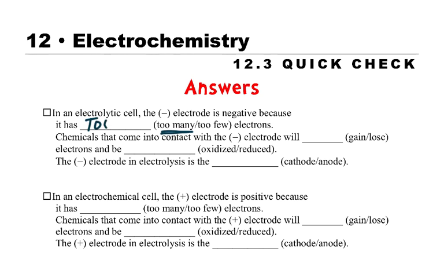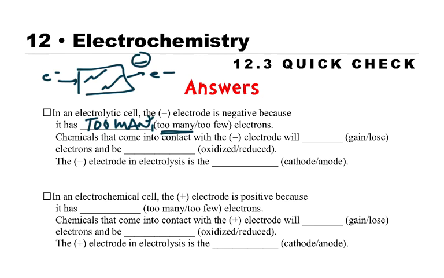Too many electrons. And that's because it's connected to the battery, and the battery is like a little pump. What that does is cause electrons to be pulled in one side and pumped out the other. So this side is negative because it's going to have electrons pumped into it. This side will be positive.